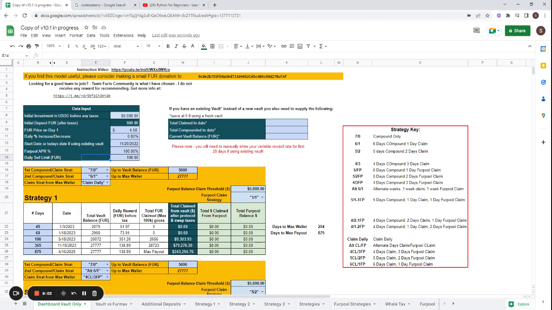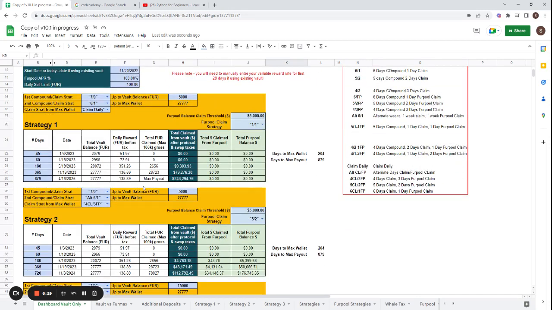If you're starting something brand new, you use the data input tab here. If you've got an existing vault, you're going to need to know how much you've claimed in fur up to today's date, how much you've compounded to today's date, and what your current vault balance is, and you would fill that in here.